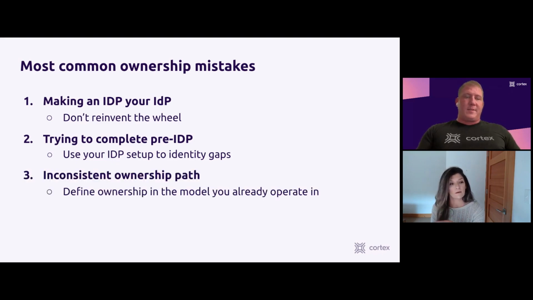Finally, look, inconsistent ownership paths, right? Like I mentioned up front, define your ownership in the model you operate in. Don't, again, going back to point one, don't reinvent the wheel. Don't try to come up with a creative new ownership model. Because at the end of the day, you're going to end up having a lot more problems if you're trying to define a brand new model, right? Your organization has grown. It's probably gotten fairly large. It's got well-established practices for this. The best thing to do is play in the sandbox.